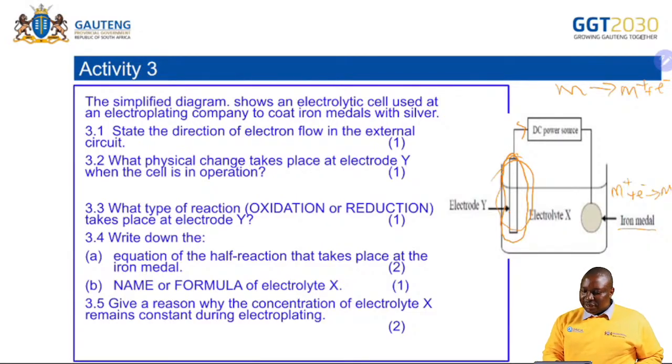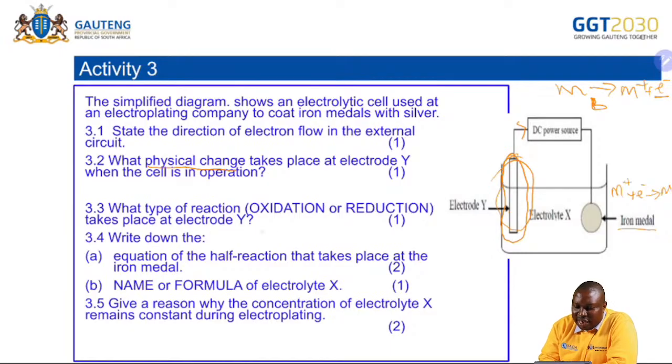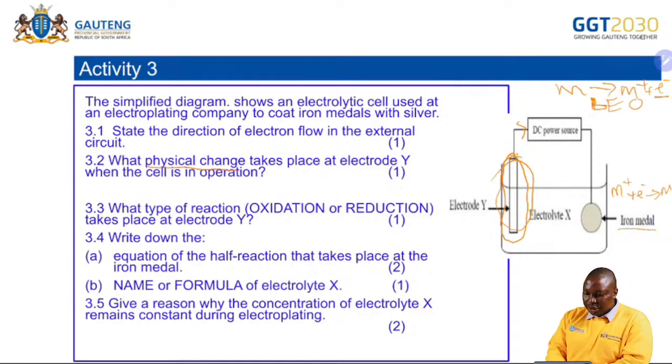What physical change takes place at electrode Y? You can see your silver is losing electrons. Your metal is losing electrons. Remember what you said: when it loses electrons, it's undergoing oxidation, it will decrease in mass. And they said physical, so you know they were referring to what's happening physically, which is a decrease in mass because silver is losing electrons. What type of reaction, oxidation or reduction, takes place at electrode Y? You know electrode Y is a metal, it will be loss of electrons, which is oxidation. You just have to choose between the two. It's oxidation.